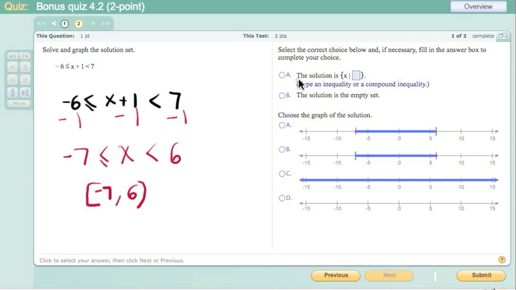And so let's see what they're asking us here. They want us to use set builder notation. That will be this. And then they want us to choose the graph. And the nice thing about going to interval notation is I can pretty much go over and look for square bracket negative 7, and that's this, all the way over to the right to 6, but excluding 6. So the answer here is going to be this one.